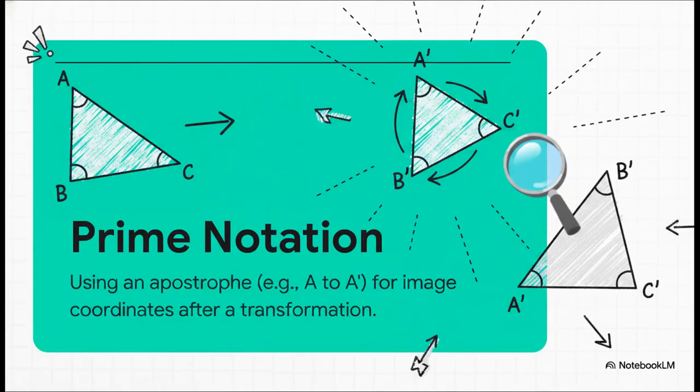Now listen, here's an incredibly easy place to lose points, so definitely watch out for this one. Always use prime notation. The original shape is just labeled with standard letters like A, but the new shape, the image after a transformation, absolutely needs an apostrophe. We say it out loud as A prime. This explicitly shows your teacher that your shape has officially moved from its starting position.